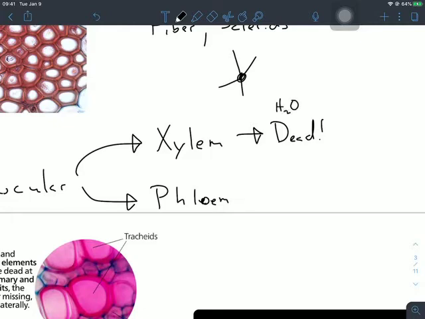Because you don't want living things in the PVC pipes in the plumbing of your home, right? Living things would be blocking the water from moving. So in the same way, the xylem has aborted its cell in order to allow for the most water to flow through.